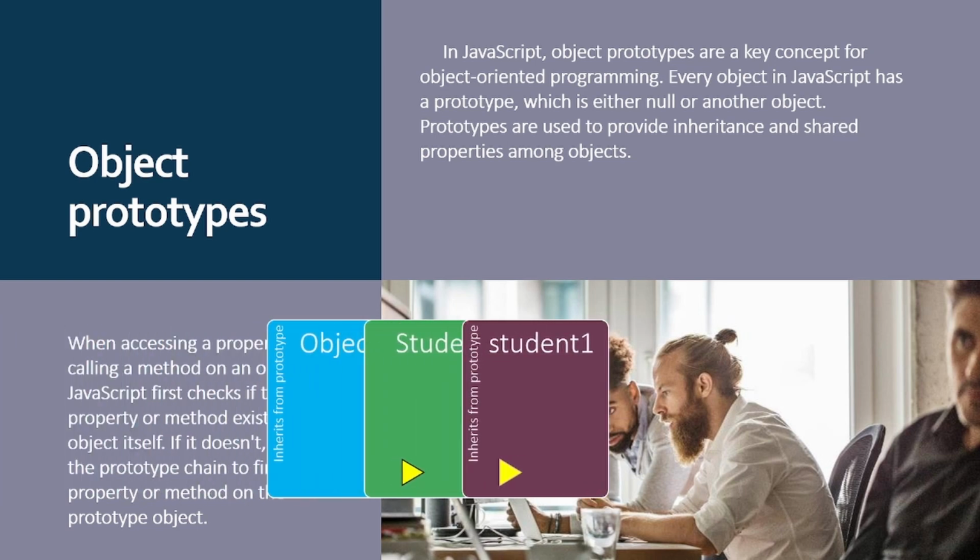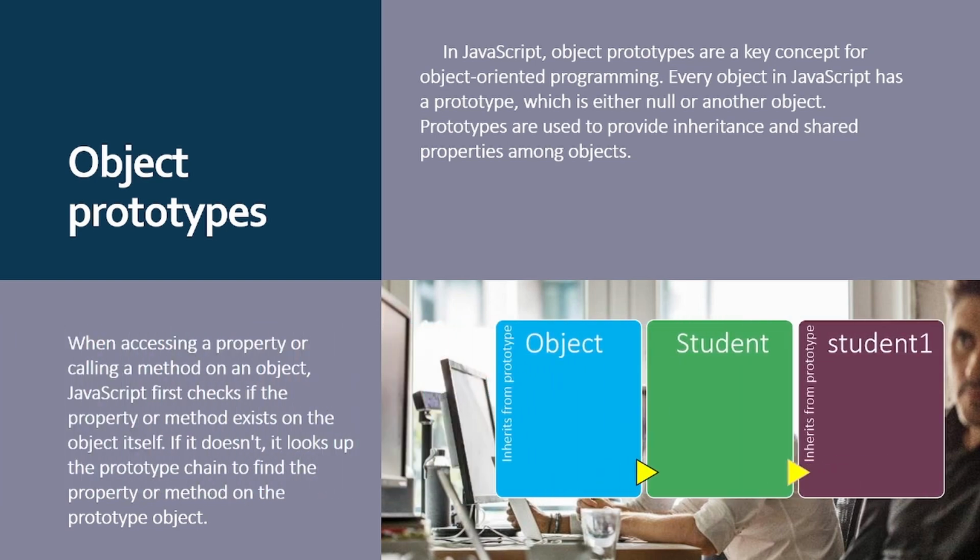When accessing a property or calling a method on an object, JavaScript first checks if the property or method exists on the object itself. If it does not, it looks up the prototype chain to find the property or method on the prototype object. For example, in the below object prototype chain, you can see that student1 is getting inherited from the prototype. So this is the object chain in JavaScript.